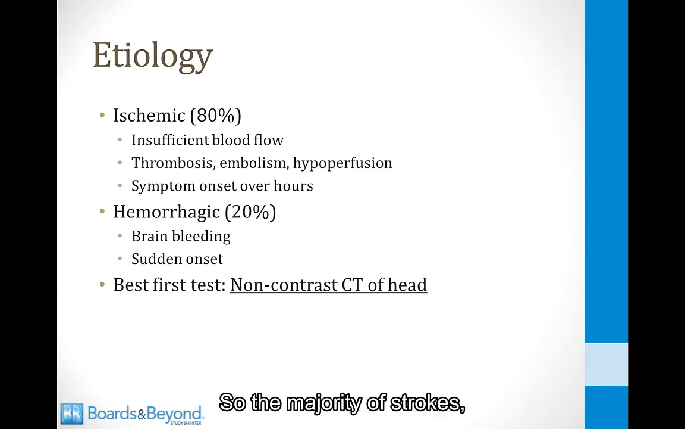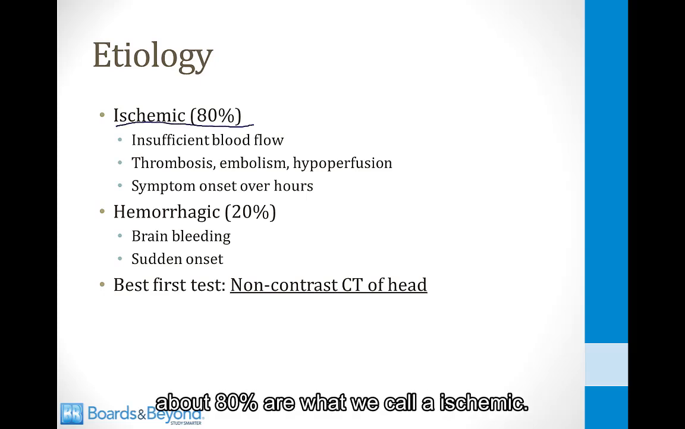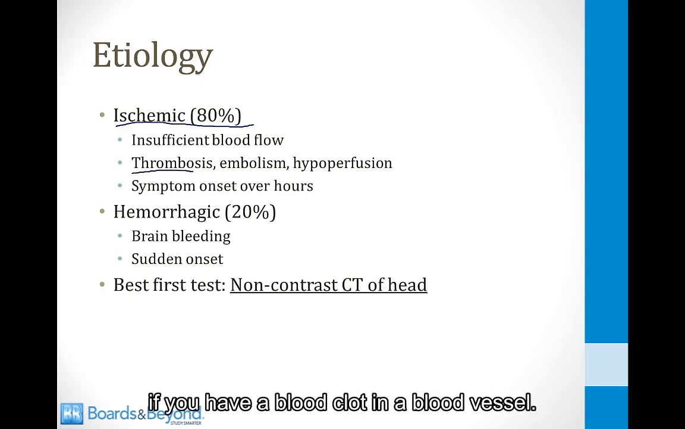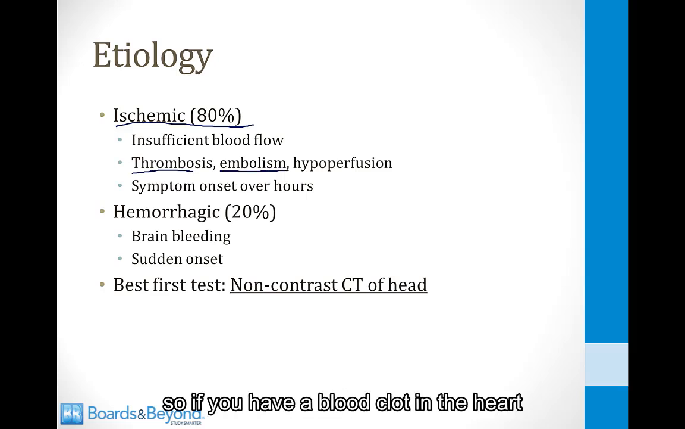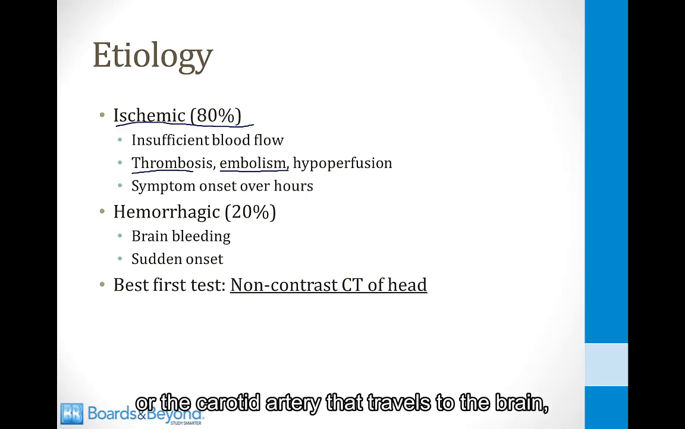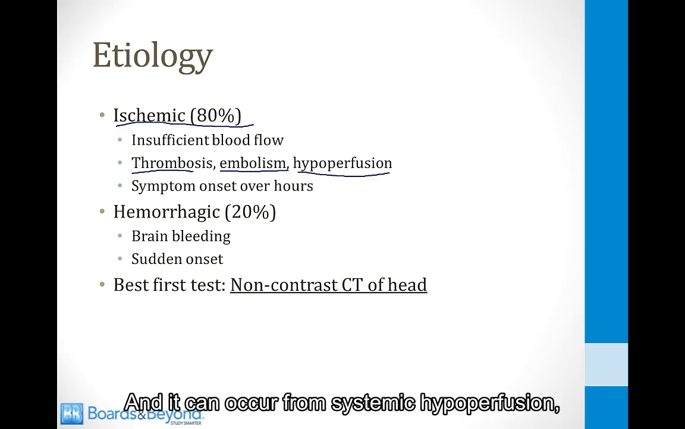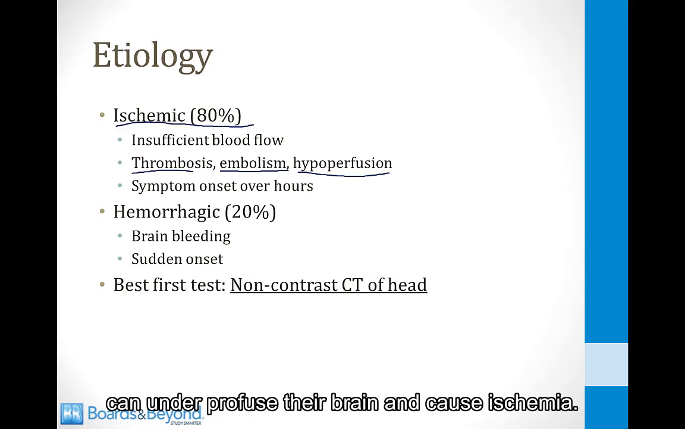So the majority of strokes, about 80%, are what we call ischemic. This means there's insufficient blood flow to a portion of the brain. And this can occur from thrombosis, if you have a blood clot in a blood vessel. This can occur from embolism, so if you have a blood clot in the heart or the carotid artery that travels to the brain, that can cause ischemia. And it can occur from systemic hypoperfusion. So, for example, a patient in cardiogenic shock can underperfuse their brain and cause ischemia.